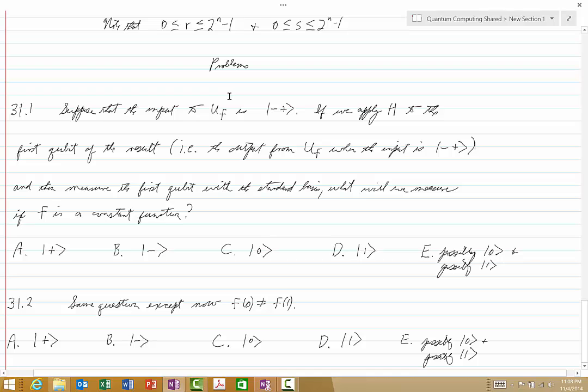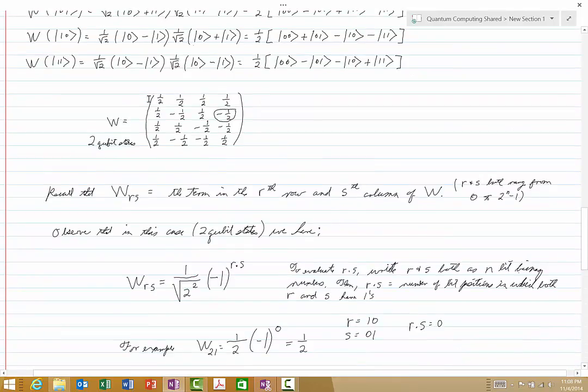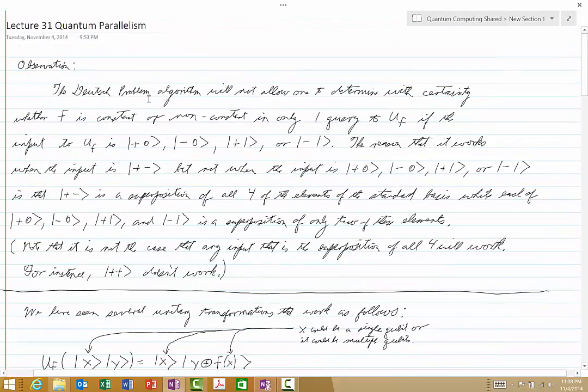This is similar to what we've done before, with one exception. You remember at the beginning of this lecture we said that the reason the plus minus input would work while plus 0, minus 0, plus 1, and minus 1 did not work, is that plus minus is a superposition of all four elements of the standard basis, whereas each of these is a superposition of just two. Now we also observed that that's not quite enough. Just the fact that it's a superposition of all four doesn't guarantee that it will work, because plus plus is also a superposition of all four, but it doesn't work either.